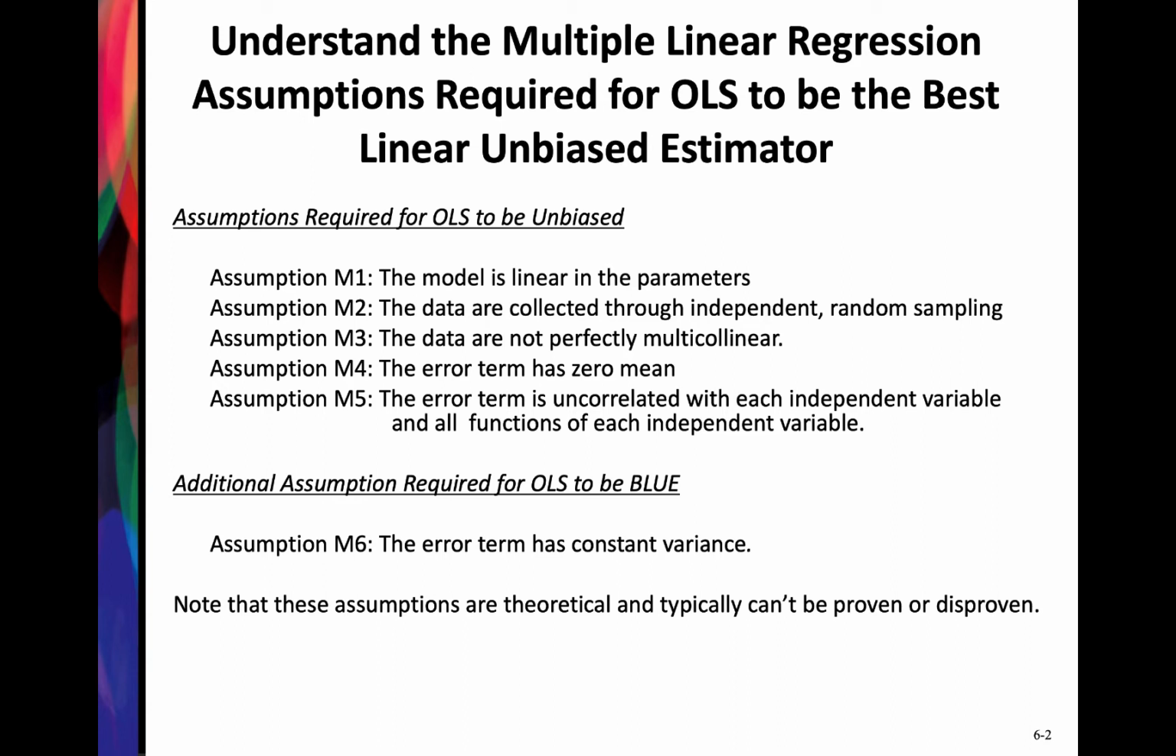And here we have a list of the 5 assumptions that we need for our ordinary least squares estimates to be unbiased. And then we have the 6th assumption that we also need for it to be BLUE, or the best linear unbiased estimator. We're going to go over each of these in turn through this presentation.